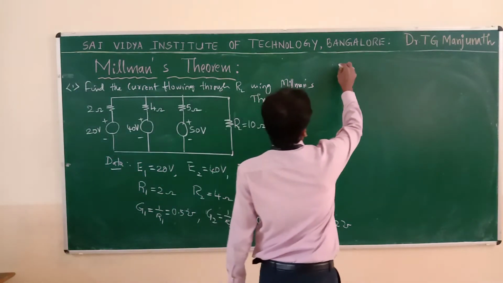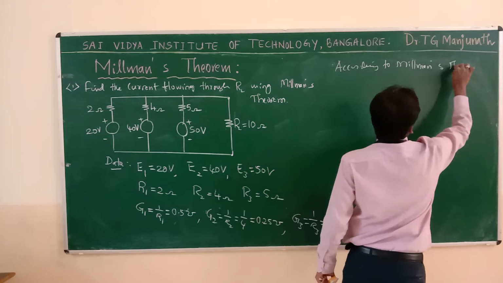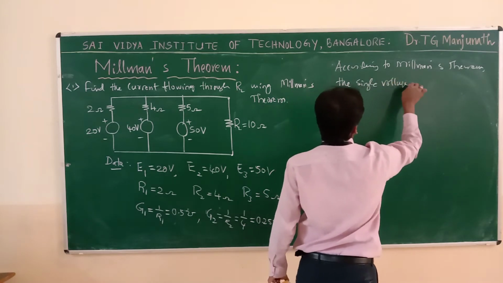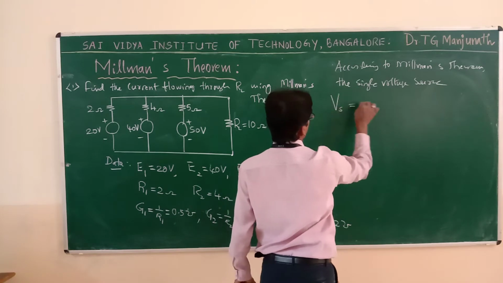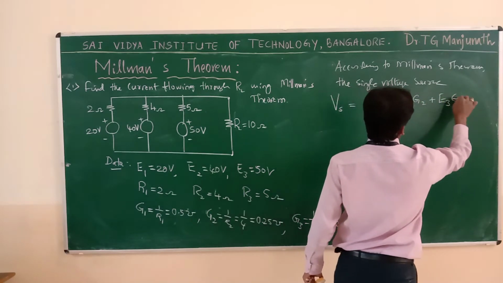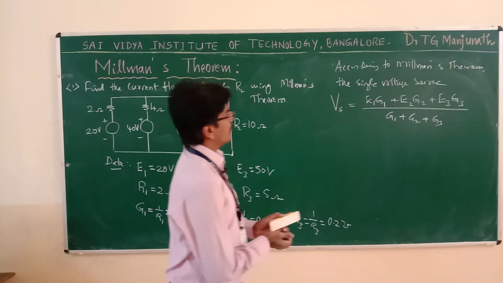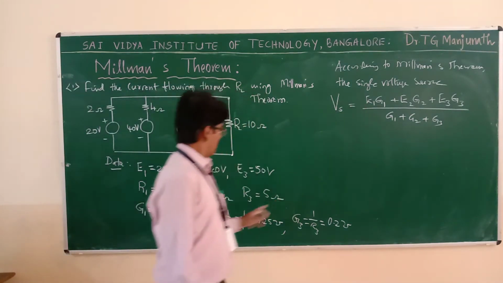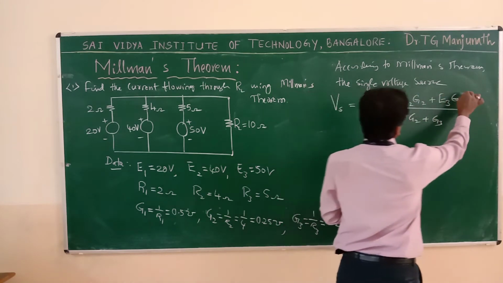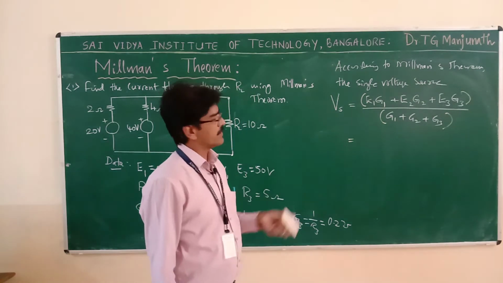So according to Millman's theorem, the single voltage source is given by Vs equal to E1 G1 plus E2 G2 plus E3 G3 divided by G1 plus G2 plus G3. Now you know all the data here, E1, E2, E3, and G1, G2, G3. Just substitute here and find the value. Directly you can substitute here and find the value using the calculator. You will get the value, please check how much you will get.